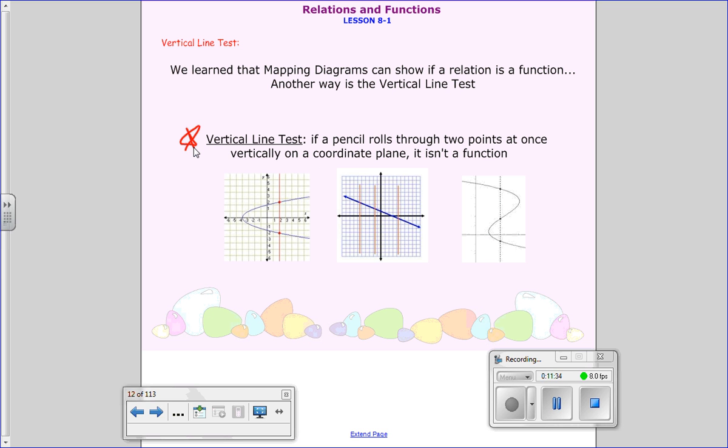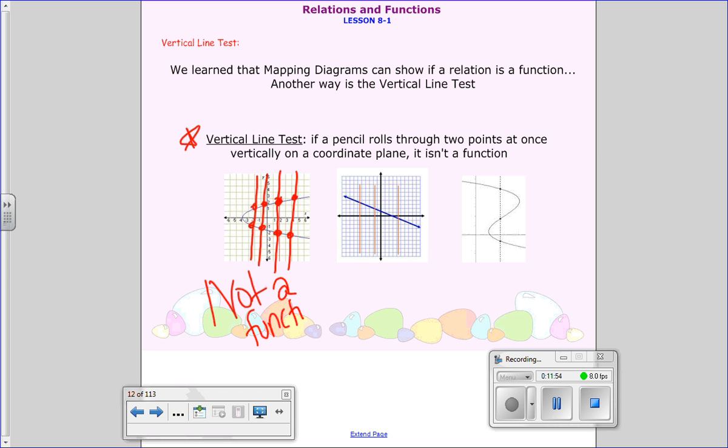This one, I have a parabola, and here, I could just start making vertical lines through it, and you can start noticing right away. Well, I cross here, and I cross one here. I cross one here, and here. Here and here, here and here. So you can see I cross more than 1 point at once, so this is not a function.